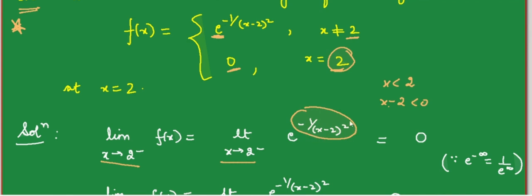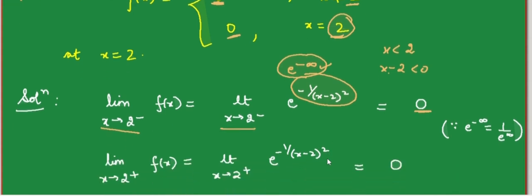This sign is going to be always negative, and you are putting 2 in the denominator, so it's actually minus 1 upon 0 happening. A negative expression with 0 in the denominator is always minus infinity. So it's like e to the power minus infinity, and we know e to the power minus infinity is 0, because e to the power minus infinity is 1 upon e to the power infinity.